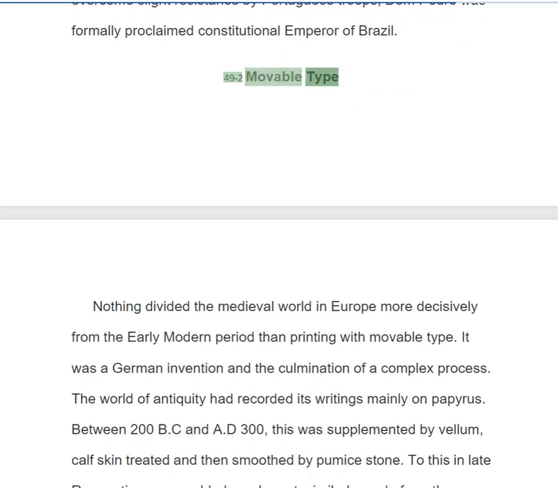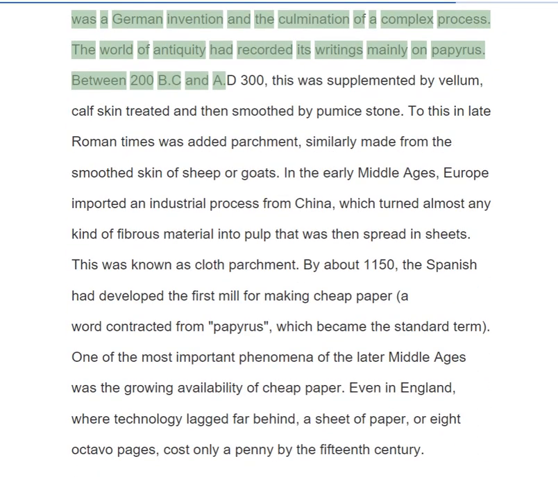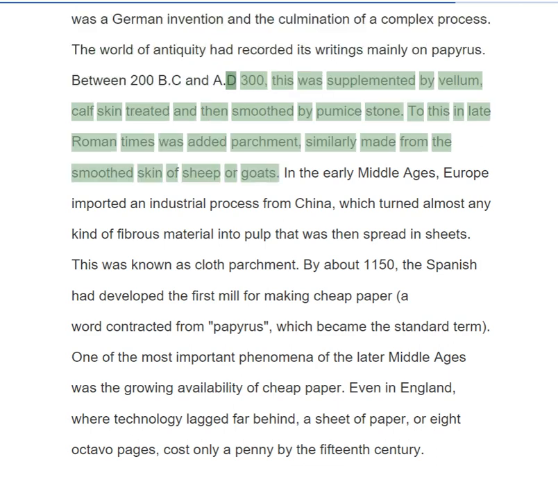49-2 Movable Type. Nothing divided the medieval world in Europe more decisively from the early modern period than printing with movable type. It was a German invention and the culmination of a complex process. The world of antiquity had recorded its writings mainly on papyrus. Between 200 BC and AD 300, this was supplemented by vellum, calf skin treated and then smoothed by pumice stone. To this in late Roman times was added parchment, similarly made from the smooth skin of sheep or goats.